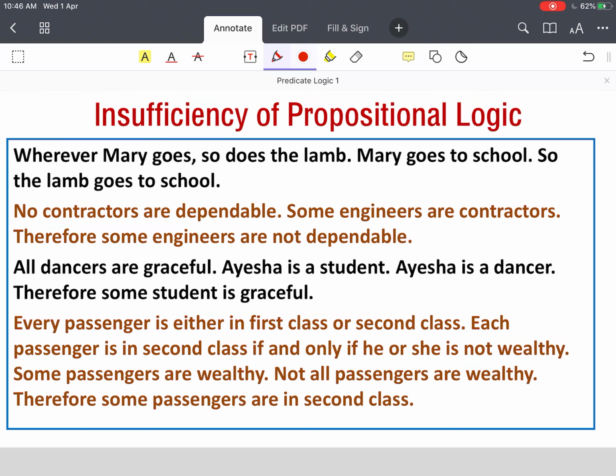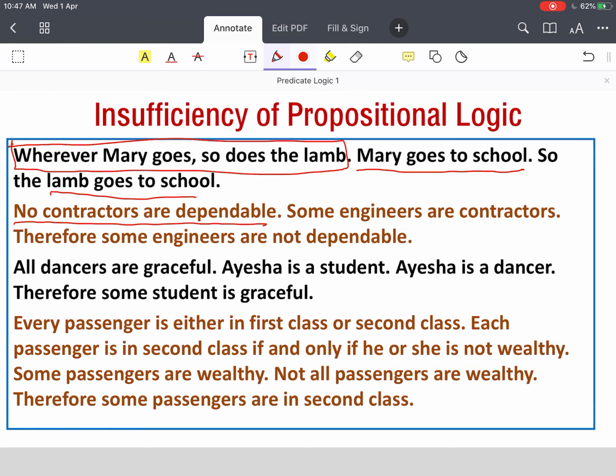The first example says, wherever Mary goes, so does the lamb. Mary goes to school, so the lamb goes to school. Now, how do we model this using Boolean formulae and Boolean variables? It's easy to model Mary goes to school as one Boolean variable, and lamb goes to school as another Boolean variable. But we will have enormous difficulty to model this, because here we are not saying where Mary goes. We are just saying wherever Mary goes, so does the lamb. So this sort of sentence cannot be modeled by Boolean logic, because we do not know how many formulae to give. We do not know where Mary goes, and so on and so forth.